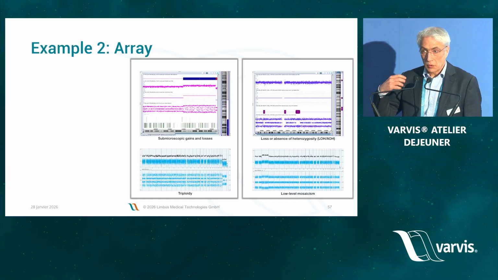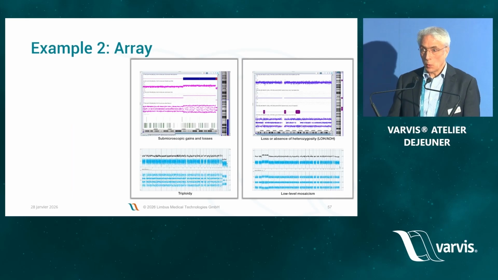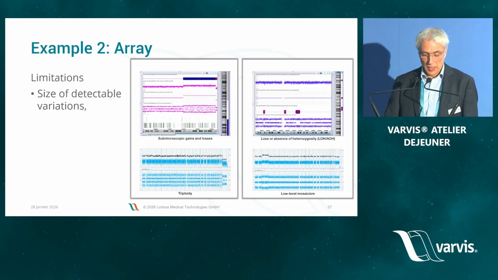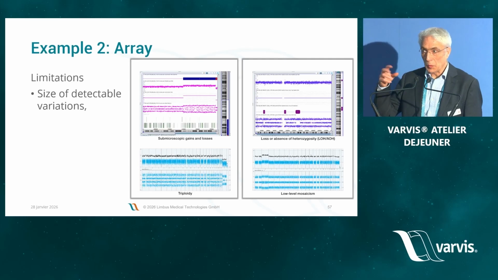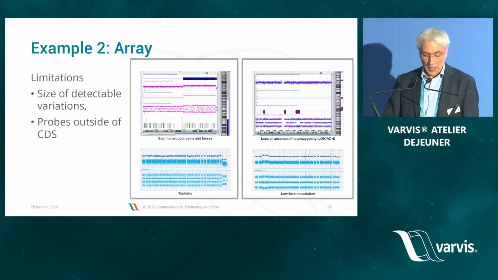Now, switching to array diagnostics. If you think of the gold standard in array diagnostics, a high-density array of 1.4 million probes, this is a very powerful tool to discover chromosomal aberrations. But even this powerful tool has its limitations. For example, those probes, even if they are 1.4 million, they have a certain distance. So you can only detect variations down to a certain size.